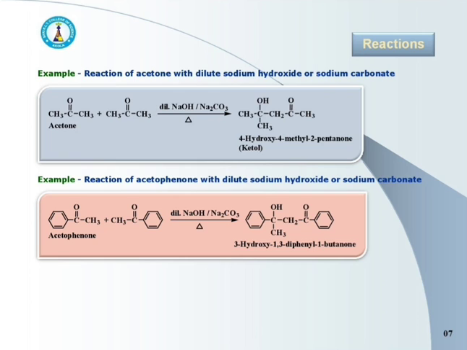Here also, during reaction, initially NaOH dissociates to form Na positive and OH negative ions. The OH negative ions abstract protons from the first molecule of aldehyde or ketone to form the anion, which combines with the second molecule of aldehyde or ketone, then abstracts the proton to get the product, that is aldol or ketol.